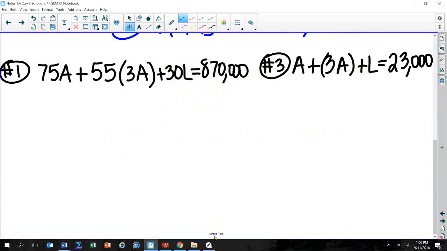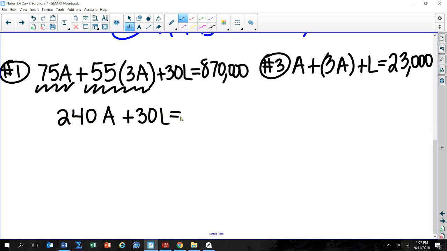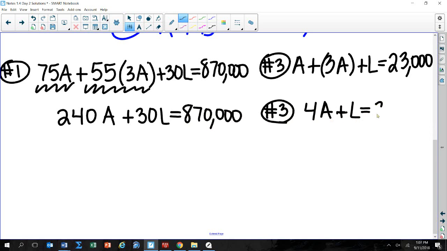And we're just going to simplify this. What is 75A plus 55 times 3A? Let's see. 55 times 3 is 165, right? So what would that be? 240. Okay, so this is 240A plus 30L equals 870,000. And then over here for equation 3, we would end up with A plus 3A is 4A. Okay, 4A plus L equals 23,000.